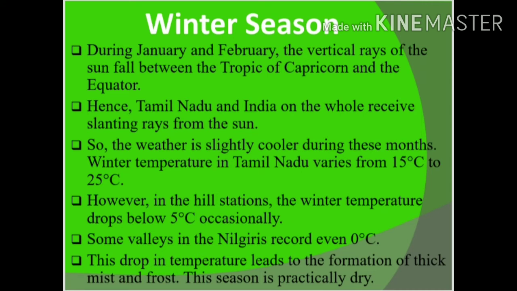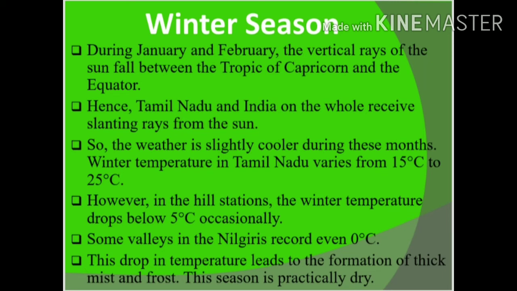This starts from January and February, and here the vertical rays of the sun fall between the Tropic of Capricorn and the equator. Now listen, the equator is the middle line. Above that we have the Tropic of Cancer and below it we have the Tropic of Capricorn. During this winter season, the sun's rays fall vertically over the Tropic of Capricorn and equator region. So Tamil Nadu will receive slanting rays from the sun, so the weather will be very cool during these months.